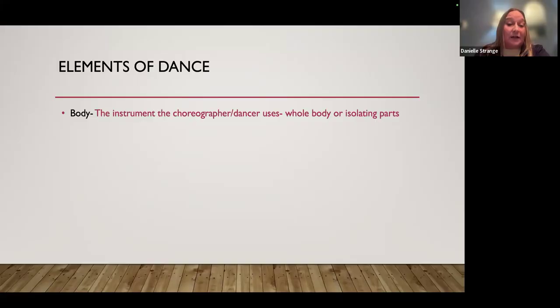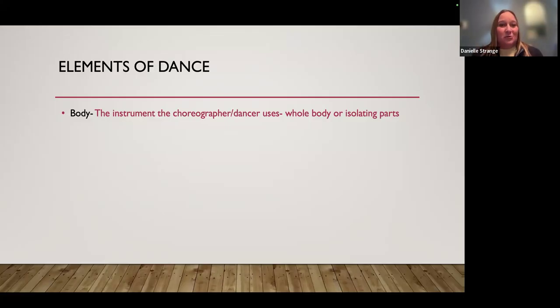But body, you can introduce it any way that you want. So your instrument, it's your instrument. It's how the choreographer or dancer uses their body. So you can talk about all the body parts that you work through, your head, your shoulders, what can move, your arms, all the body parts that you can move, and even just have them move that body.